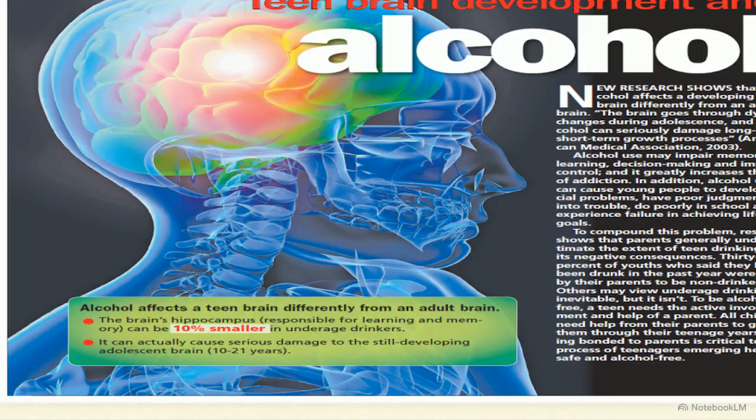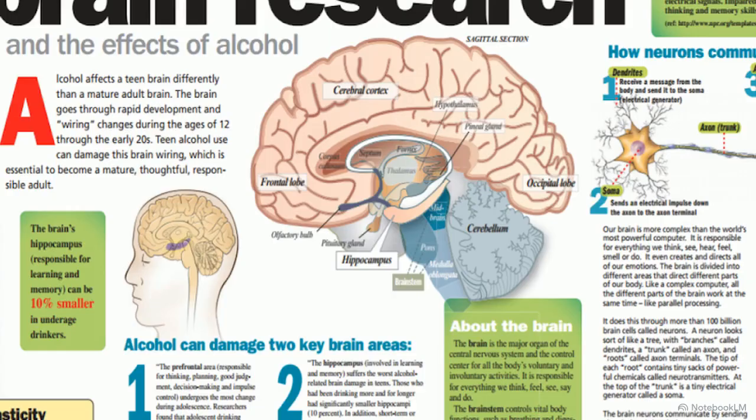Or you could use structural evidence. This call-out box notes that the hippocampus can actually be up to 10% smaller in underage drinkers compared to healthy adolescent brains. This brain diagram shows us exactly why that matters. The hippocampus is the control center for memory and learning. Damaging it during development is a highly persuasive argument for your character to use.